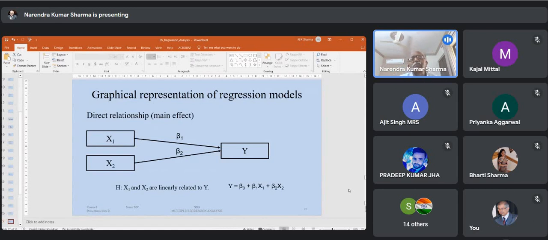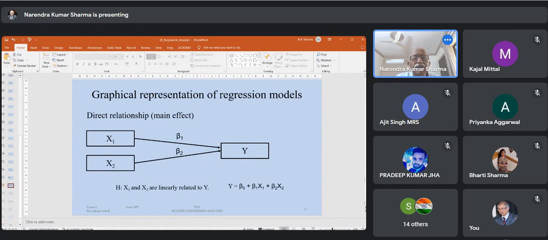This is very important. In the first lecture I also indicated how theory-driven research can lead to thinking about the representation of models, and then we can represent what hypothesis we expect. Now this is a direct relationship between x1 and y, and x2 and y. So there's a direct, simple linear model, and the hypothesis will be x1 and x2 are linearly related to y, and the equation will be as written at the bottom.